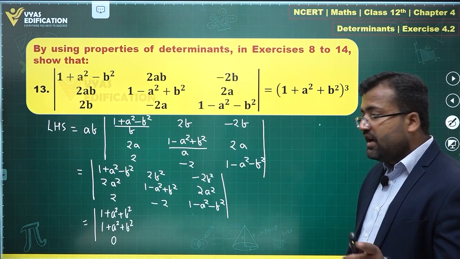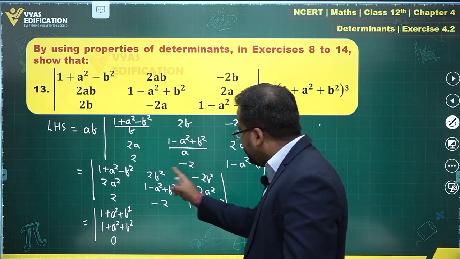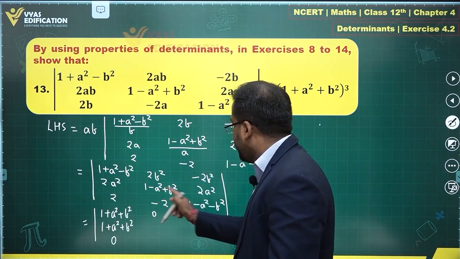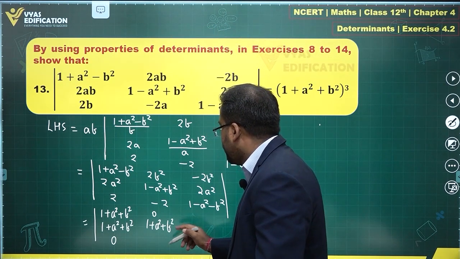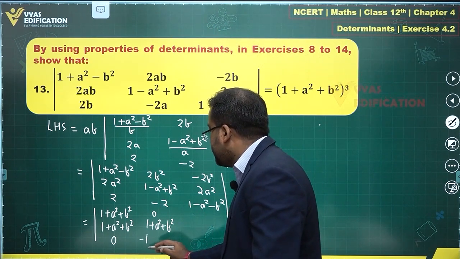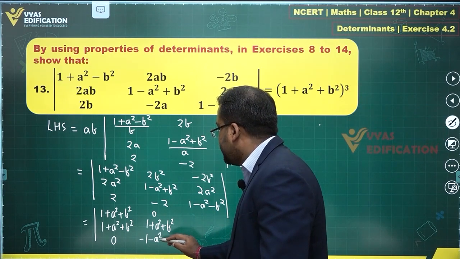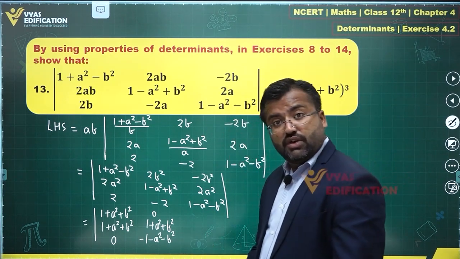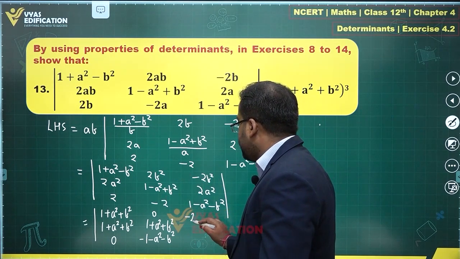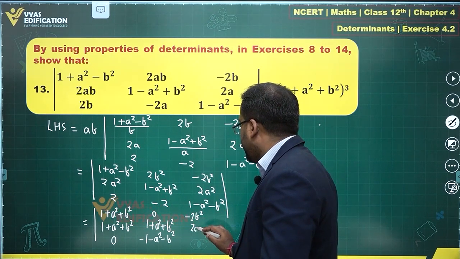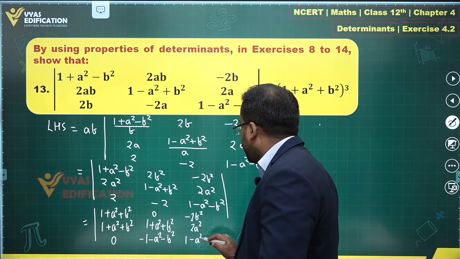Other than that, let's add these two together. You get a 0 over here. 1 minus a square plus 2a square will be 1 plus a square plus b square. Then minus 2 minus 1 will become minus 1, and you have a minus a square and a minus b square as well. So what I have done is I have added C3 to C2. What remains is this 2b square, 2a square, and 1 minus a square minus b square.